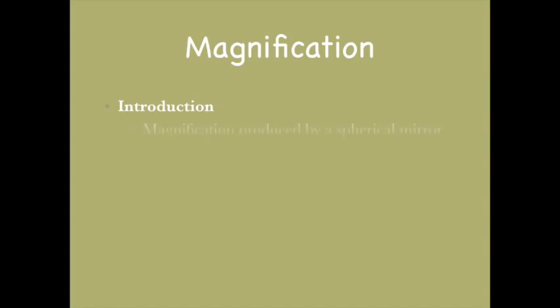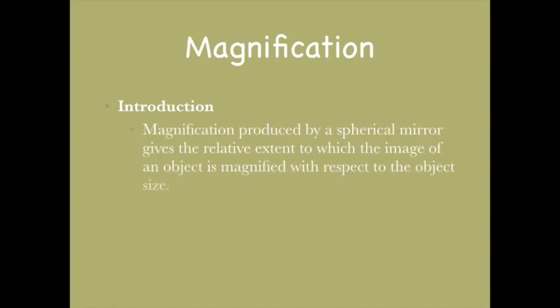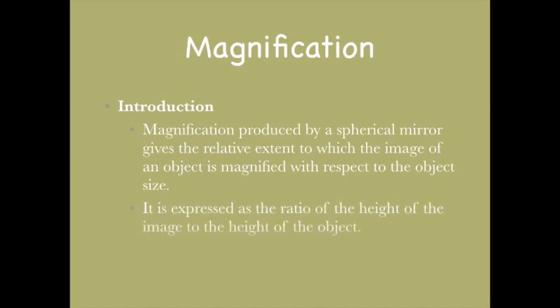So let's talk about when a magnification is produced. A magnification produced by a spherical mirror gives the relative extent to which the image and object are magnified. It is expressed as a ratio of the height of the image to the height of the object, and it is represented by the letter small m.